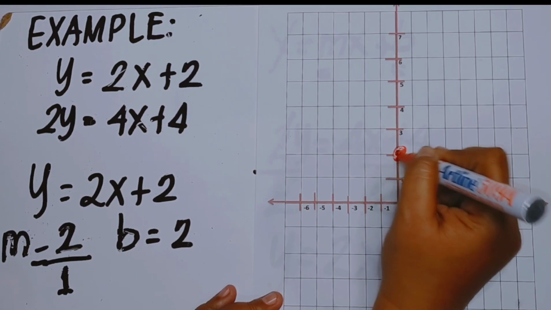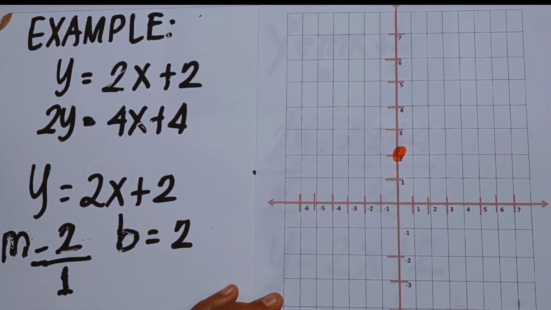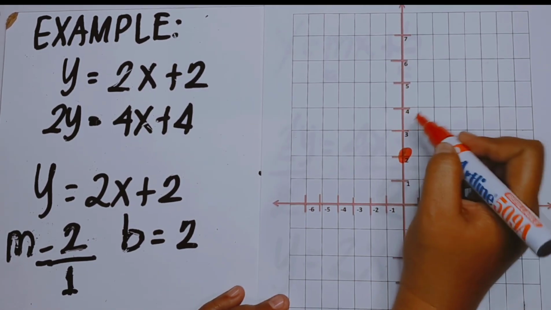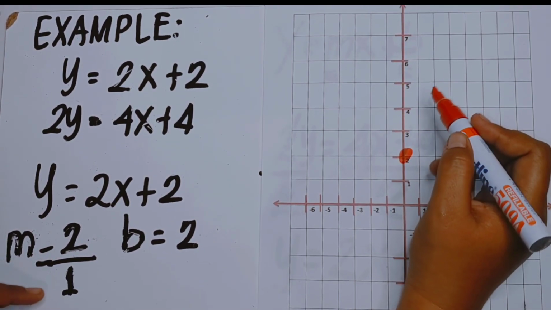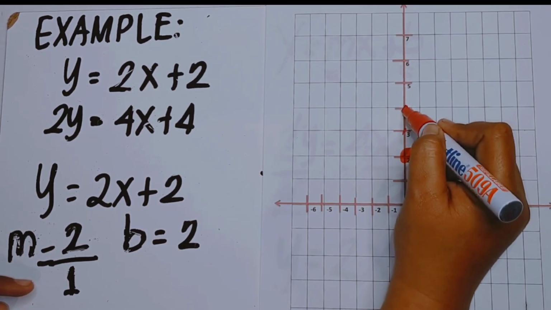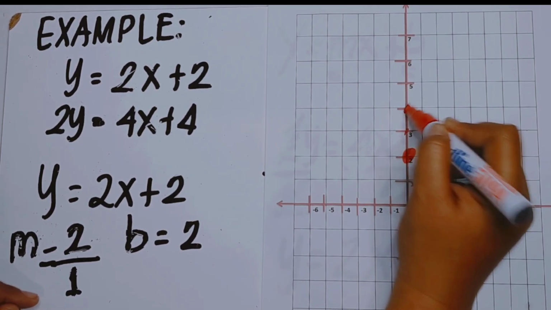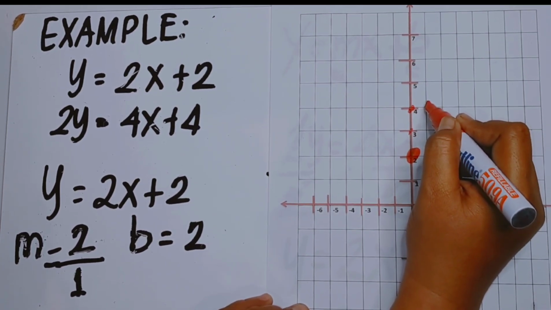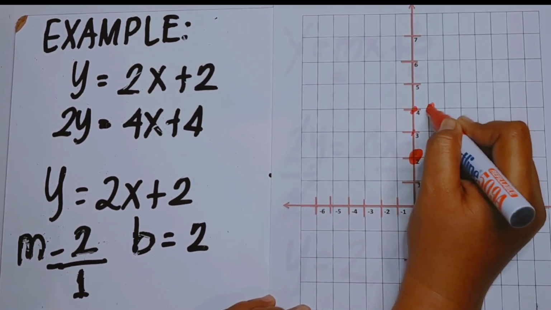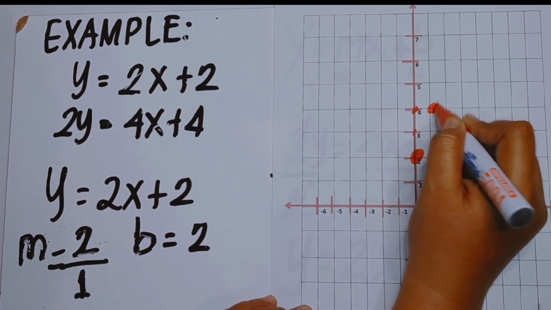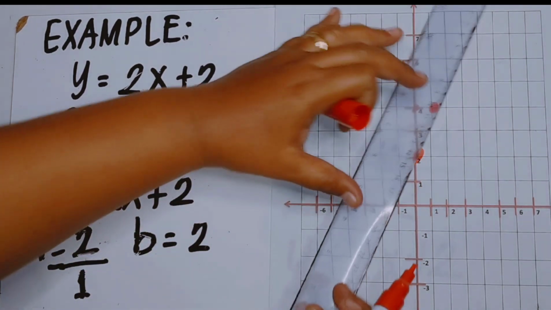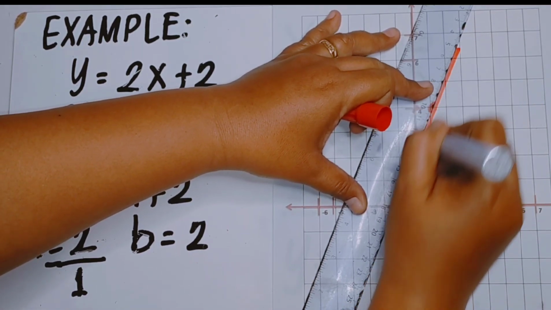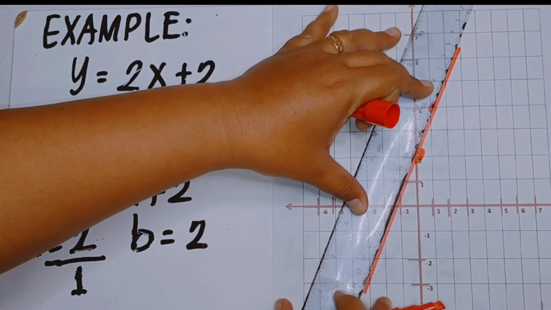Kung babalikan natin ang mga lesson natin, ang slope is equal to rise over run. Dalawang beses tayong aakyat kasi 2/1, 1, 2, then pakanan tayo kasi positive ang slope natin. Then, hakbang ng isa. So, yan ang ating first line. Ilalagay na natin, guguhitan natin. That is our first line.